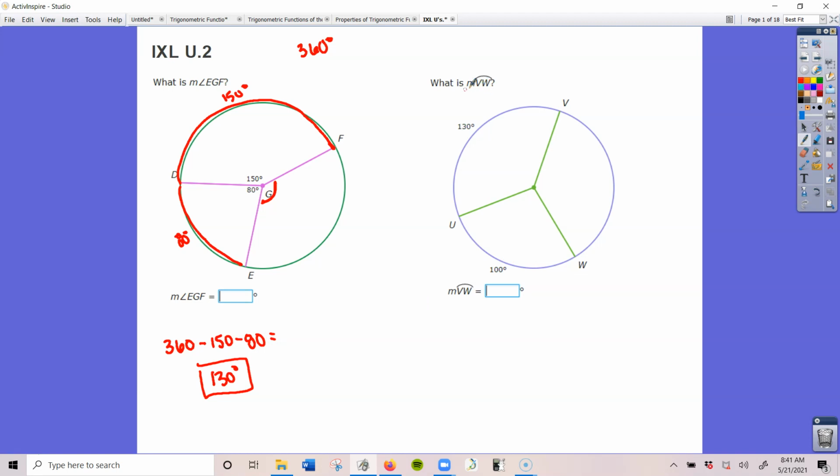Now over here, it's asking for the measure of the arc VW. So that's this arc here, V to W. Now just like here, the sum of all the central angles is 360 degrees. It's the same thing for the arcs. The sum of all of the arcs is 360 degrees. So we do 360 minus the 130 minus 100. 360 minus 130 is 230, minus 100 is 130 degrees.